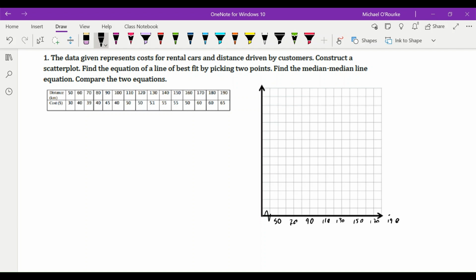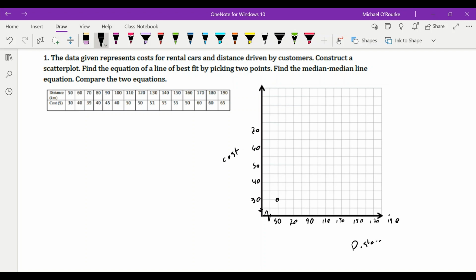Okay. Then up, we got to go to 65. So I'm going to break it here and start at 30, 35, 40, 45, 50, 55, 60, 65, 70. Okay, so we got our X and Y axis here because cost depends on distance. Cost depends on distance. So I'm going to make my scatter plot right now.